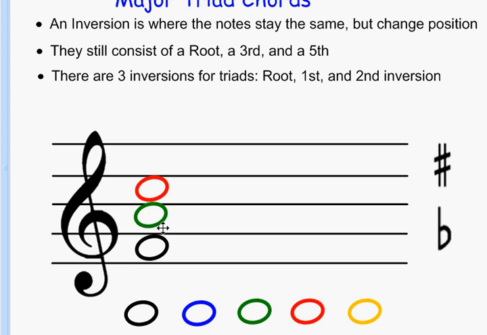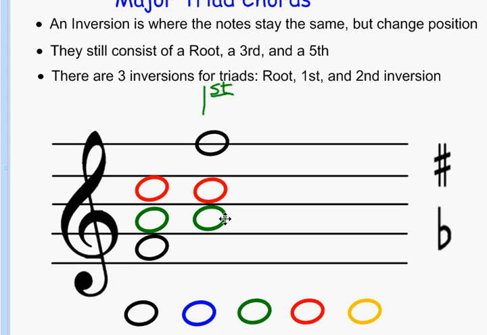Okay, so root position, F, A, and C. Now, let's say we wanted to change the bottom note to the high F. So here's F, but we can keep the other 2 notes the same. Now we still have the same chord because it's still the same notes, but this is what is called first inversion. So we take the first note of the chord and move it to the top.